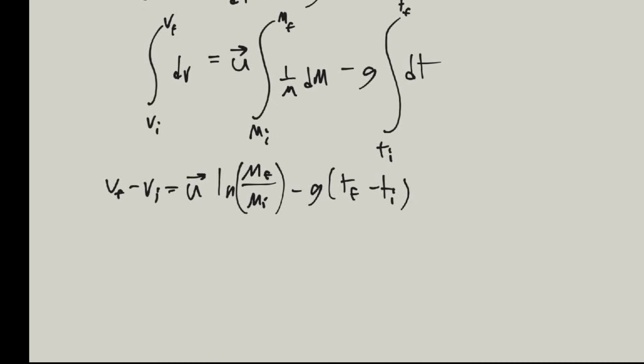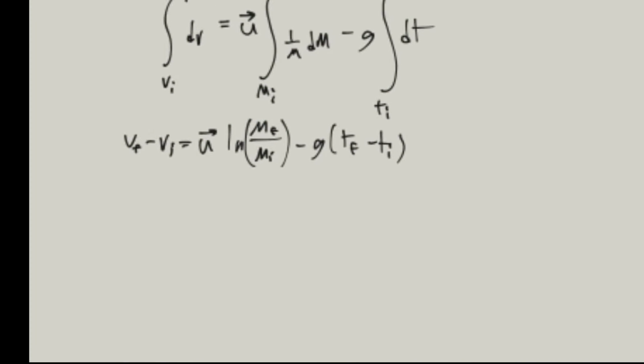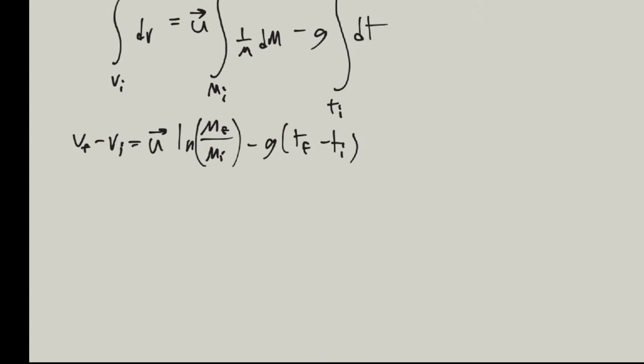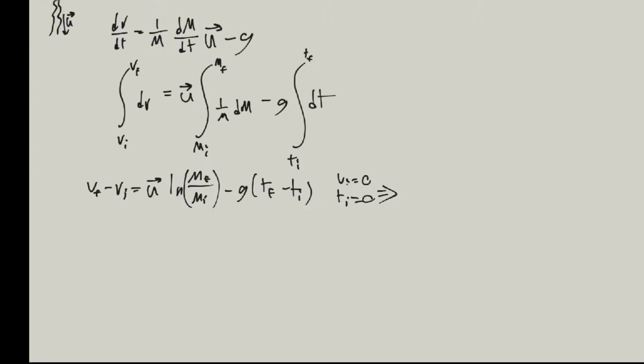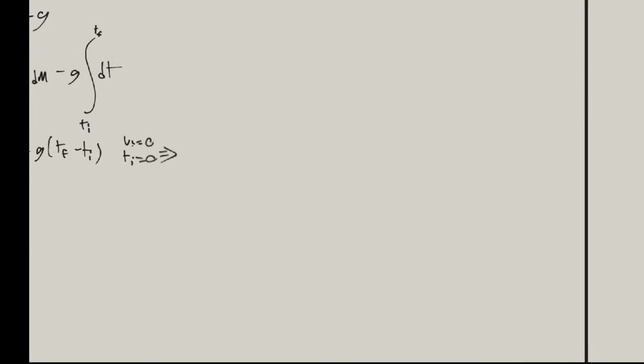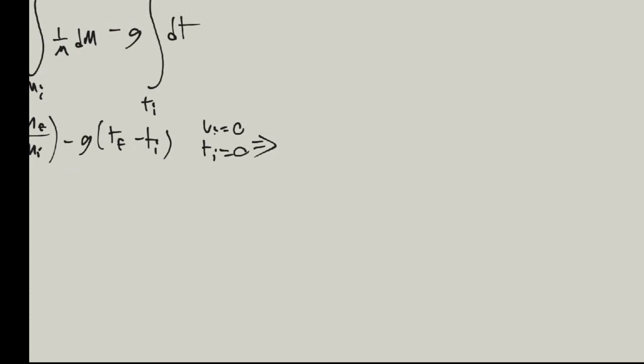And okay, great. And so now let's set vi to 0. And vi will be 0 at ti equal to 0. So vi equals 0 and ti equals 0. When that happens, we get something that looks like this. We get vf minus vi, which is 0. So vf equals u times the ln of mf divided by mi.